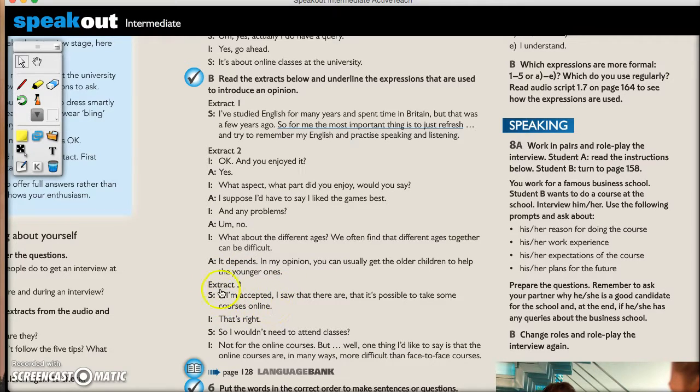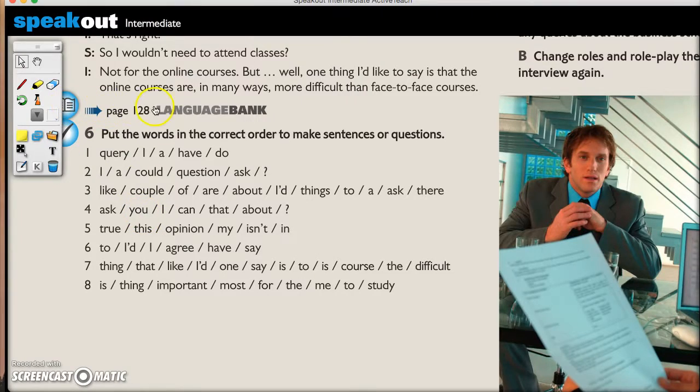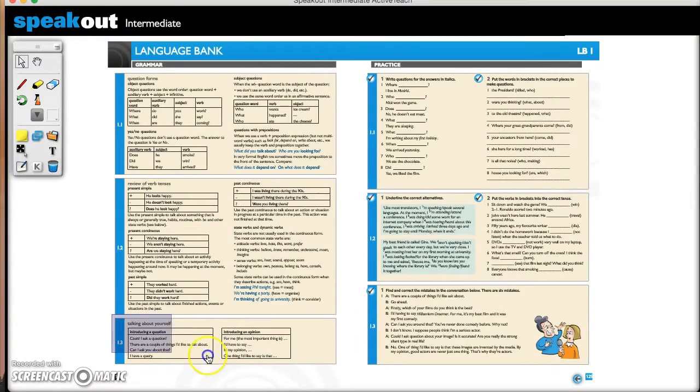If I'm accepted, how about this one? This is very formal. I saw that. Okay, so this is something that, it's what I saw. Okay, so this is introducing, if I am accepted, I saw that there are. One thing I'd like to say. Well, that's another way of introducing that opinion.